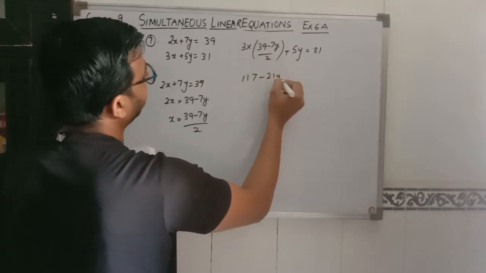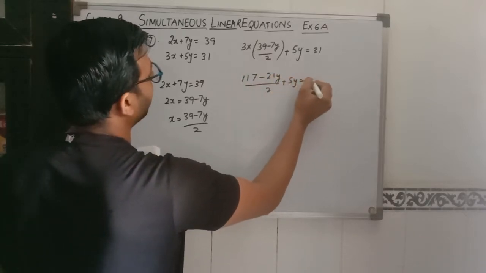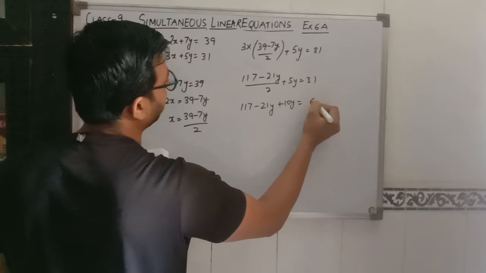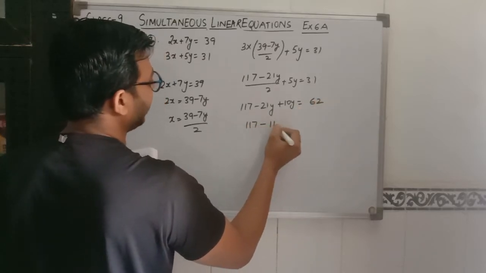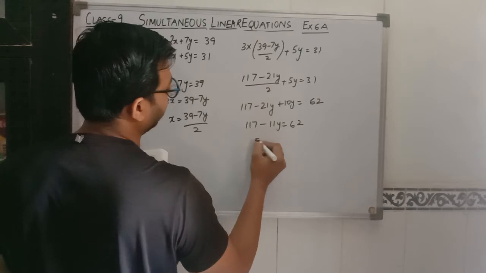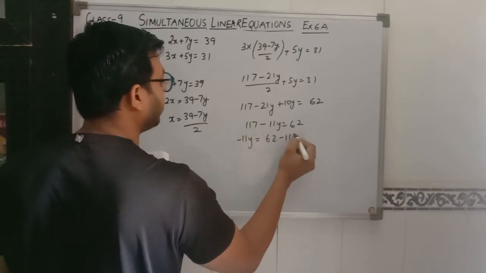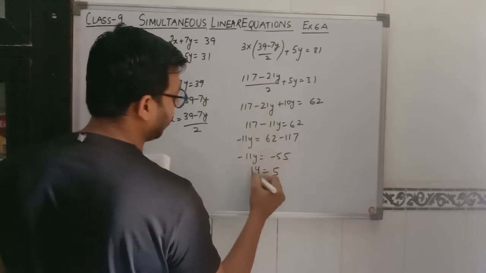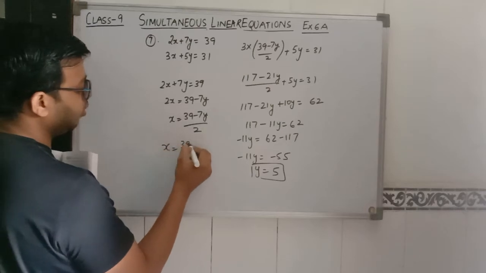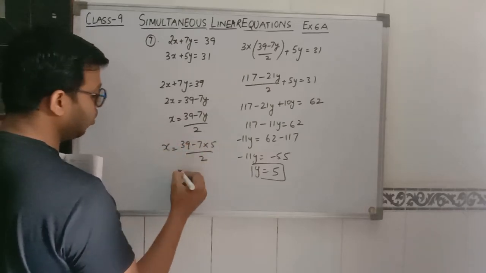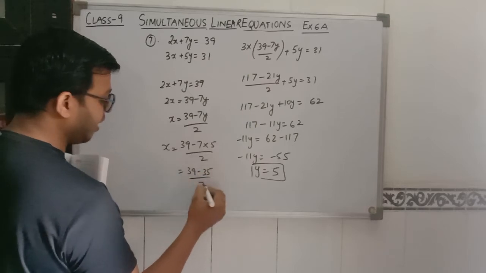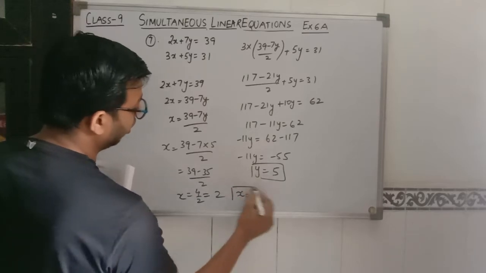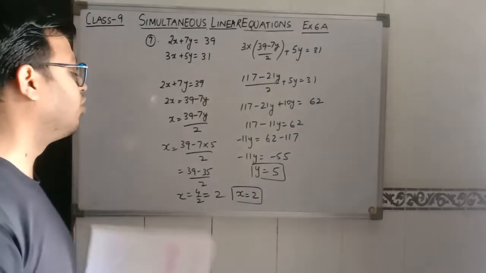(117 minus 21y) upon 2 plus 5y is equal to 31. Now take LCM. 117 minus 21y plus 10y is equal to 31 times 2, which is 62. So 117 minus 11y is equal to 62. Minus 11y is equal to 62 minus 117. Minus 11y is equal to minus 55. So the value of y will come 5. Place it here. So x is equal to (39 minus 7 into 5) divided by 2. So (39 minus 35) divided by 2. The final answer will be 4 by 2, and the right answer is x is equal to 2. So the value of y is 5 and the value of x is 2.